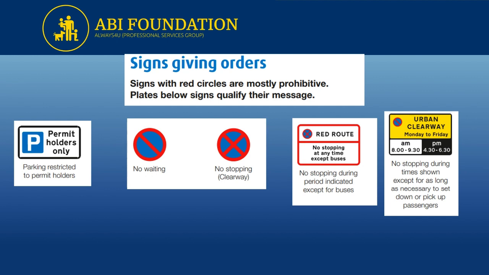No waiting. You can drop someone or pick up someone, but you cannot wait. And this is more restrictive: no stopping. A clearway is a road where the sizes are usually small and there is more traffic, so it is mandated that you are not stopping here. No stopping. Okay, let's go to the next slide.